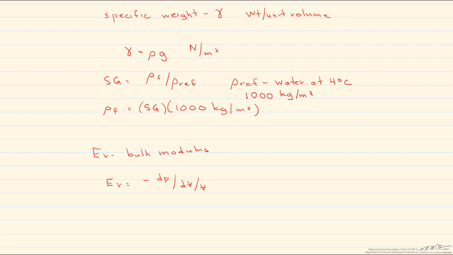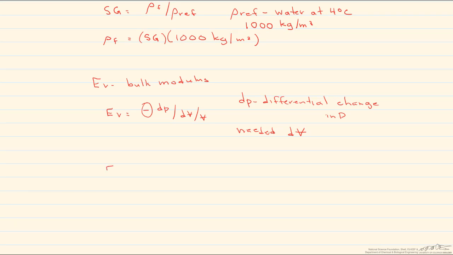And what that means is our dP is this differential change in pressure. And the bulk modulus, therefore, is this differential change in pressure that's needed to create a differential change in volume. Note that this expression is negative. Why? Because an increase in pressure will cause a decrease in volume and vice versa.